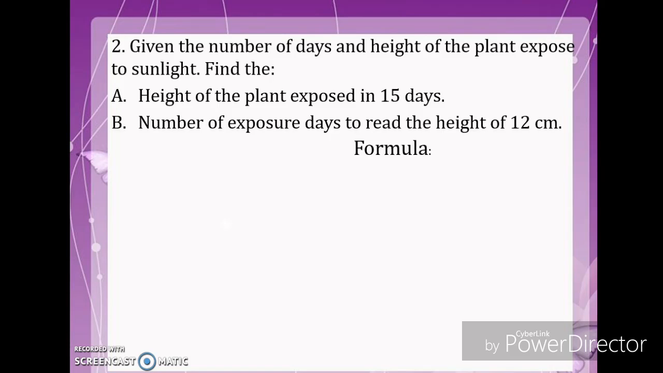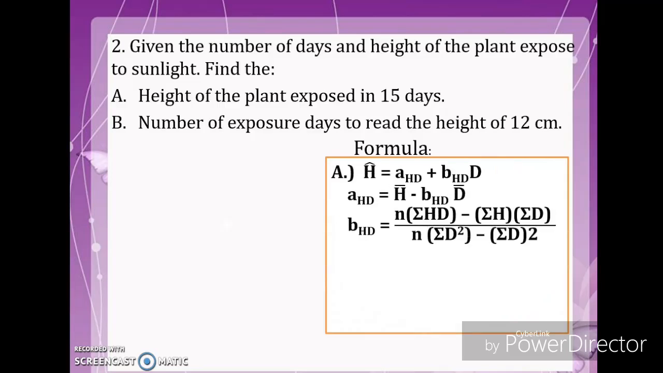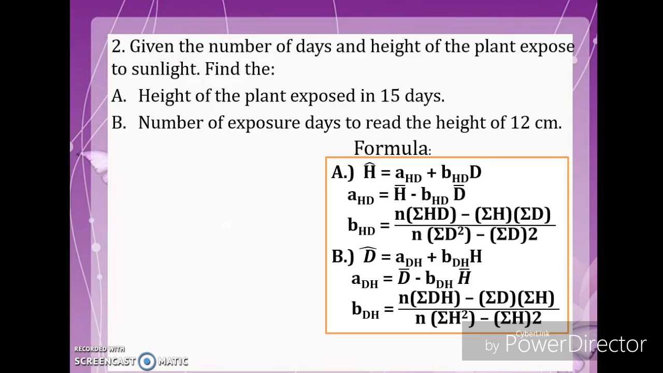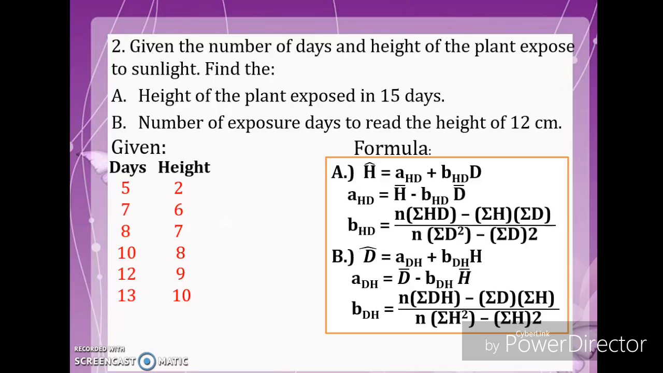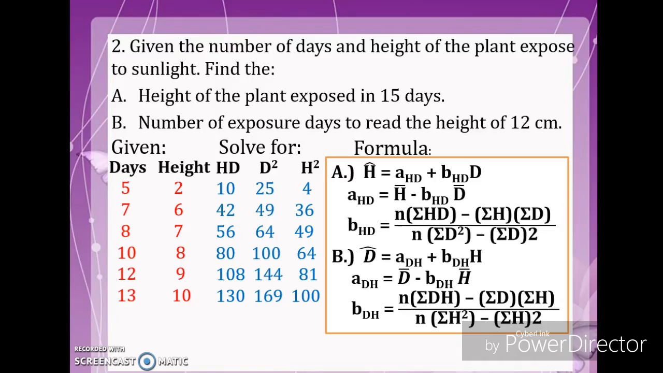So, ang formula natin sa A ay predicting H is equal to A sub HD plus B sub HD times D, since ang hinahanap natin yung height. Then sa B naman, ang pinipredict natin ay days, so ang formula ay predicting D is equal to A sub DH plus B sub DH times H. So, ito yung mga given information. So, ang kailangan lang din natin yung HD, H squared, at D squared.